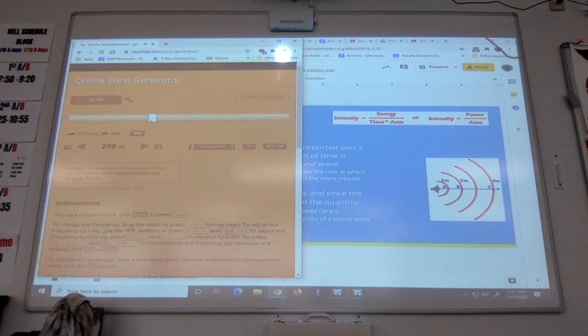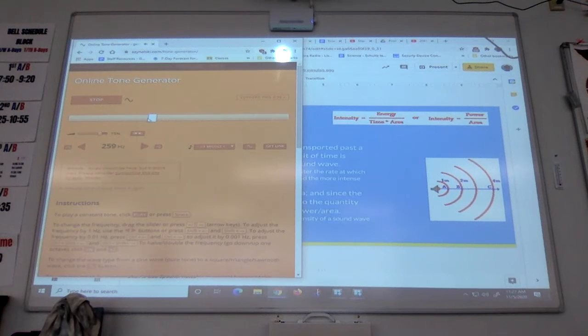Okay, so intensity. Now I'm going to do this in decibels. Decibels are not quite what we're talking about here. We're talking about watts per square area. Right next to the speaker is about 96 decibels, right?